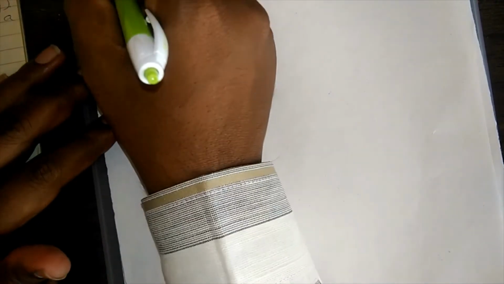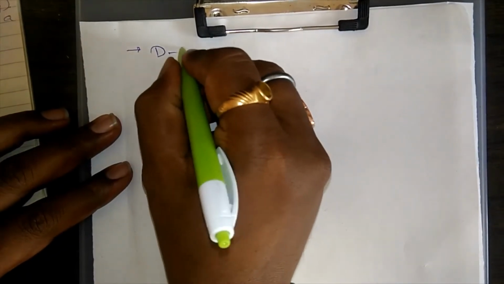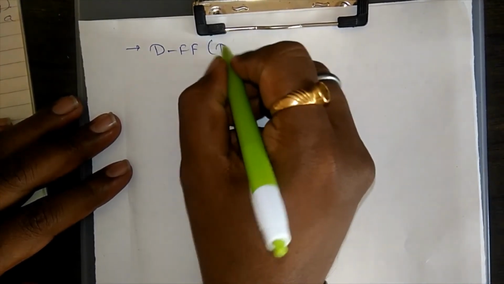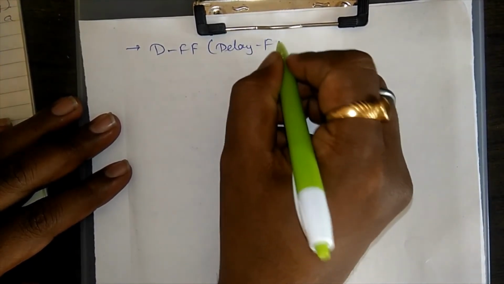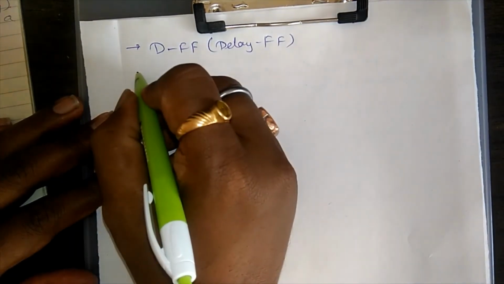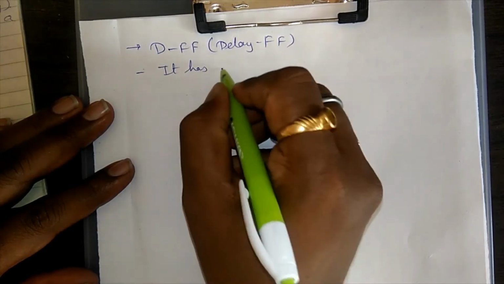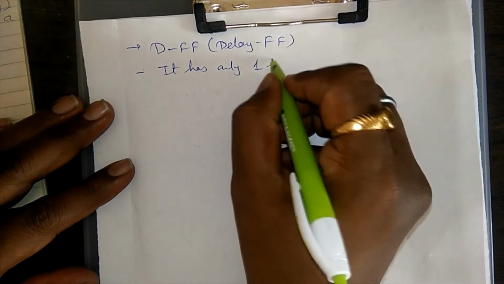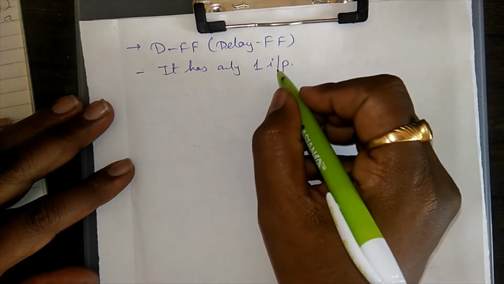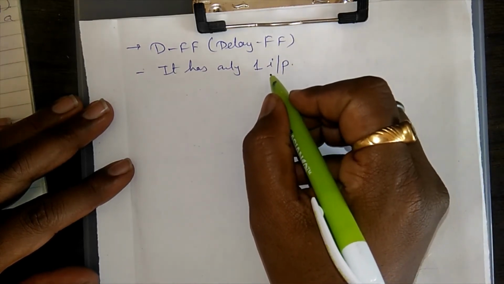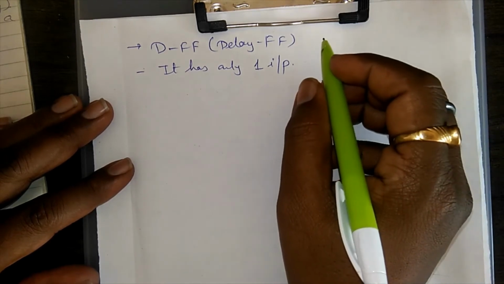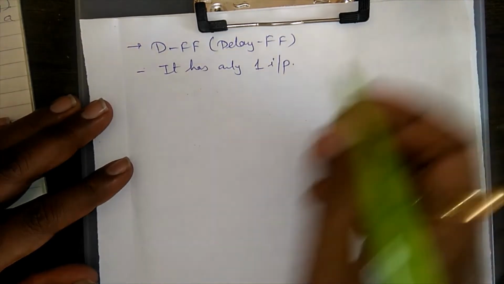So welcome back. Let us start with our next session, which is the D flip flop, also known as the delay flip flop. Why is it called a delay flip flop? First of all, it has only one input.